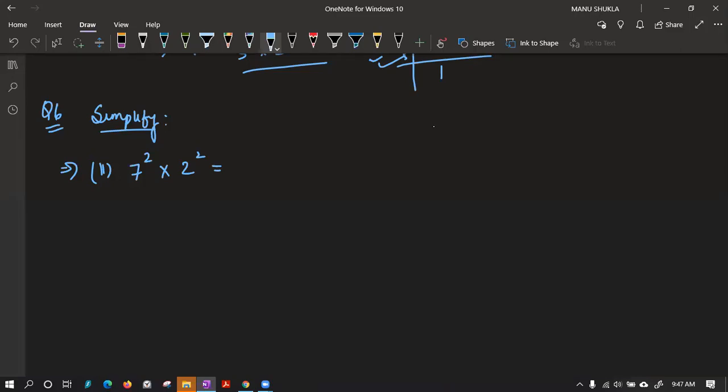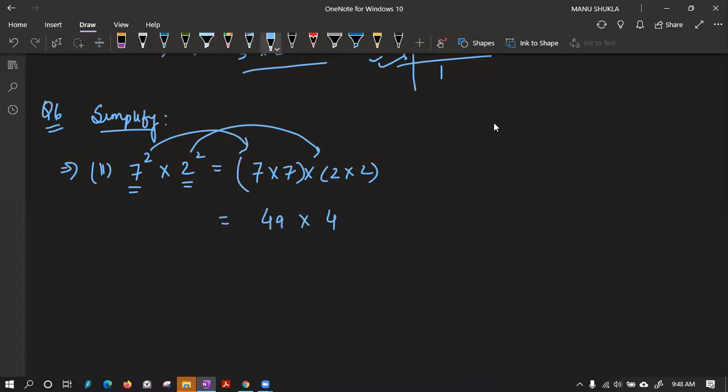Very simple it is, class. We just need to open the powers, solve these first and then multiply. Don't multiply and then solve. So 7 power 2 can be written as 7 into 7, and 2 power 2 can be written as 2 into 2. So the answer will become: 7 sevens are 49, 2 twos are 4. 4 nines are 36, 160 plus 36, 196 is the answer.